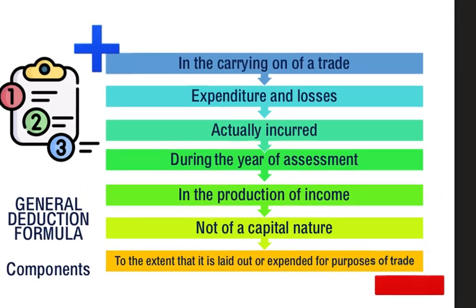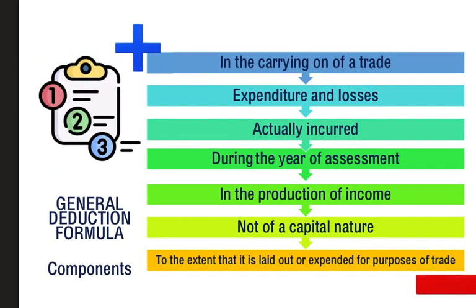Our second component when we look at the general deduction formula and the positive test is expenditure and losses. And unlike trade, we don't have a definition for expenditure and losses. So yeah, we're also going to have to look at some case law.